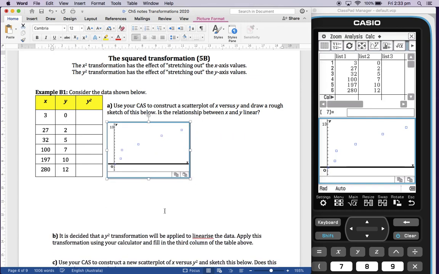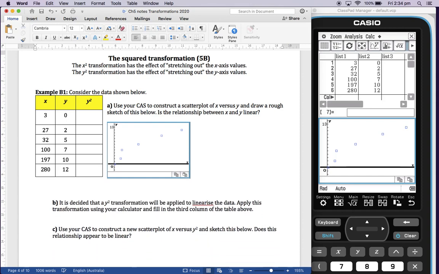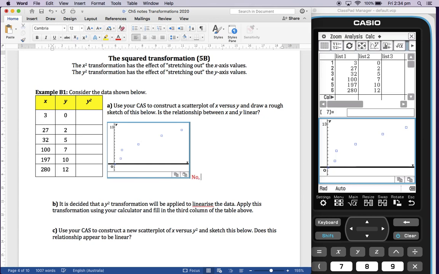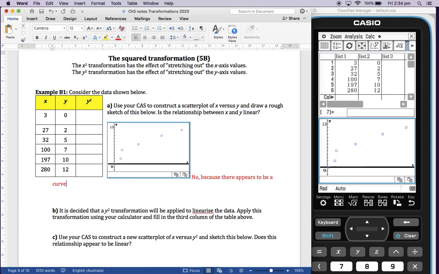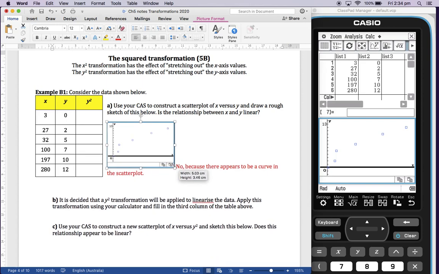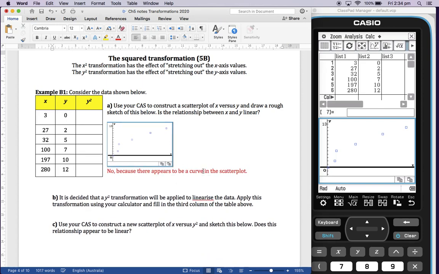And then we're being asked to explain or judge whether this relationship between X and Y is linear. And I would say that if we look carefully at the scatter plot, there does appear to be a little bit of a curve to it, right? It sort of seems to increase, the points are increasing quickly at the start, but then that's flattening off. So I would say that this is not linear because there appears to be a curve in the scatter plot. Smaller, get that to fit more nicely.